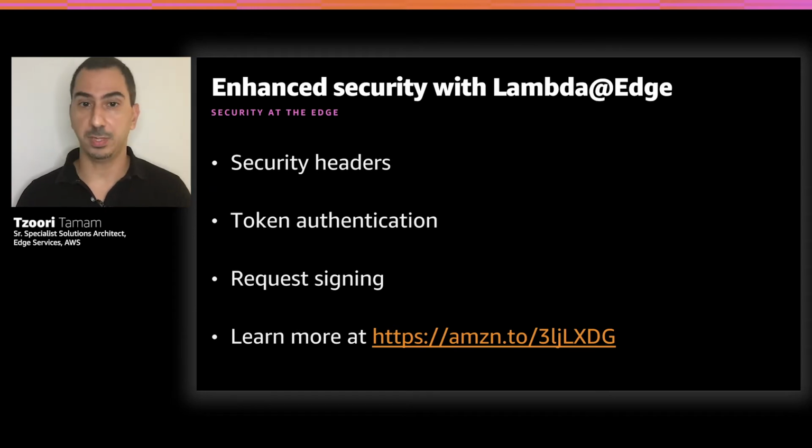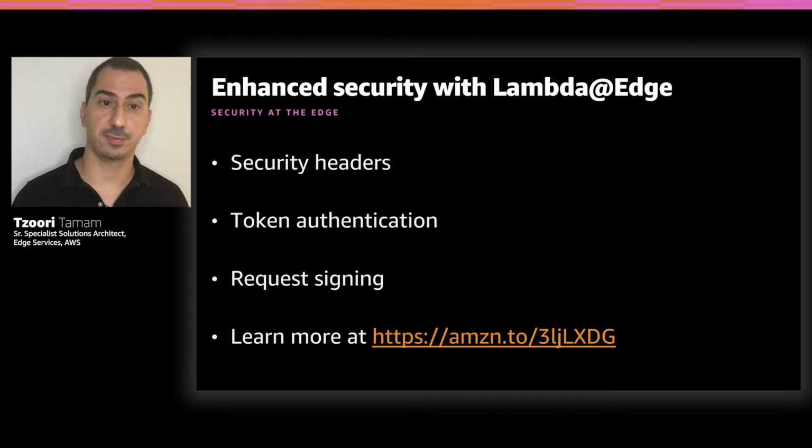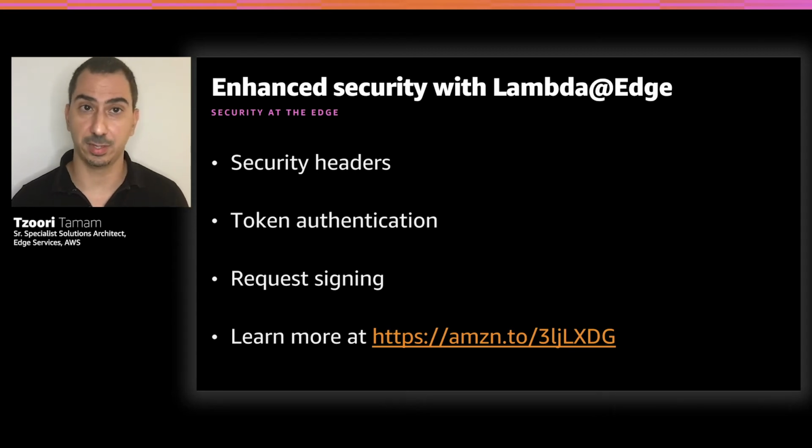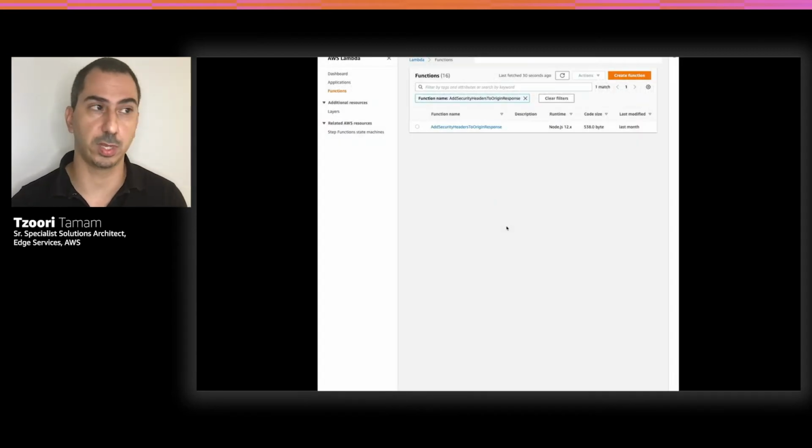But specifically speaking about security, there are a few things you can do with it, like token validation, like request signing, and one of my personal favorites is adding security headers to the server response, increasing the client-side security. Headers such as HSTS and CSP. These headers are being enforced at the client side. Super easy to deploy on CloudFront, as I'm going to show you in this quick demo.